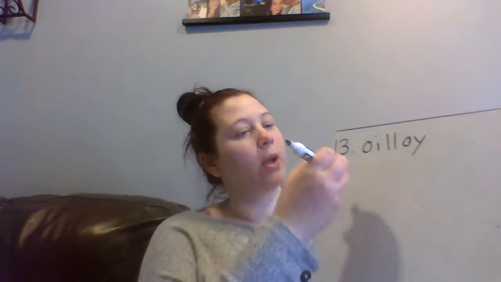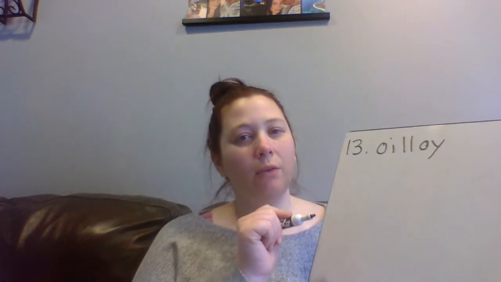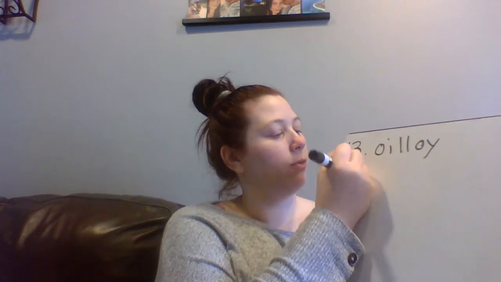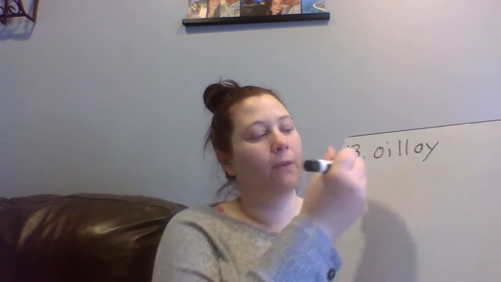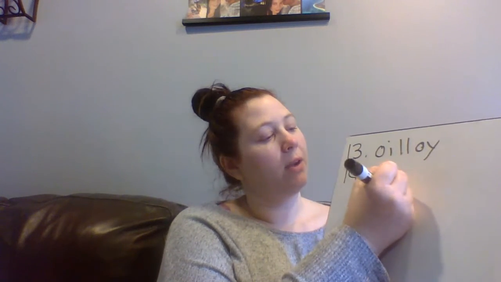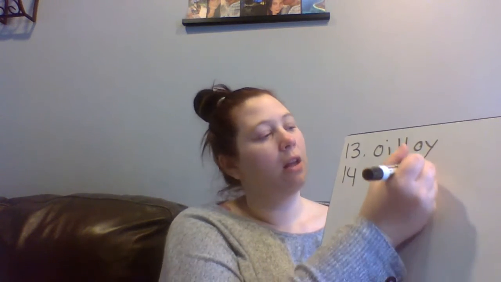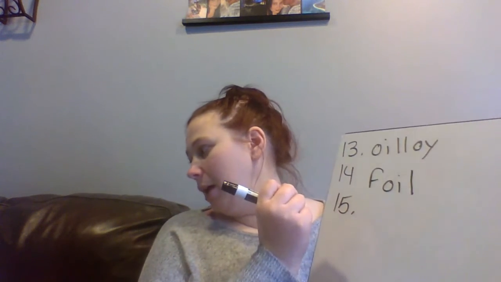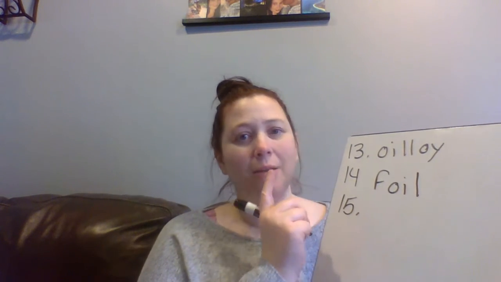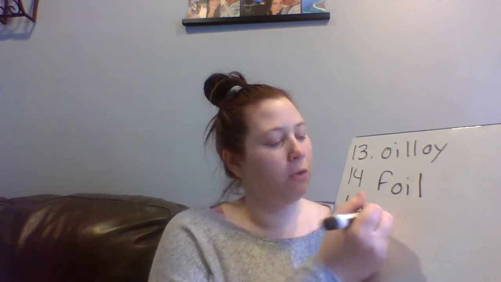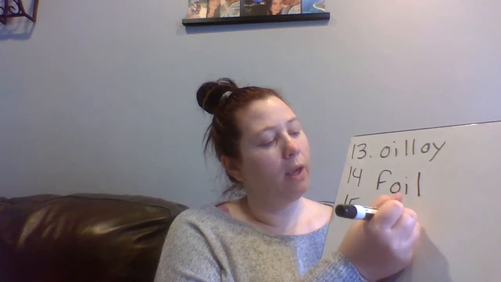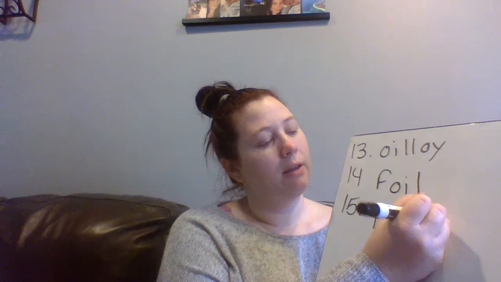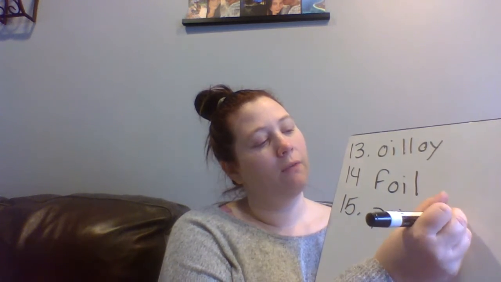Let's spell foil. We hear that oi sound in the middle, right? So on number 14, we'd spell F, and then we have that oi in the middle, and then ul, foil. Number 15, we have pointed. Again, we hear that oi in the middle, so p, oi, n, t, ed, and then our suffix ed.